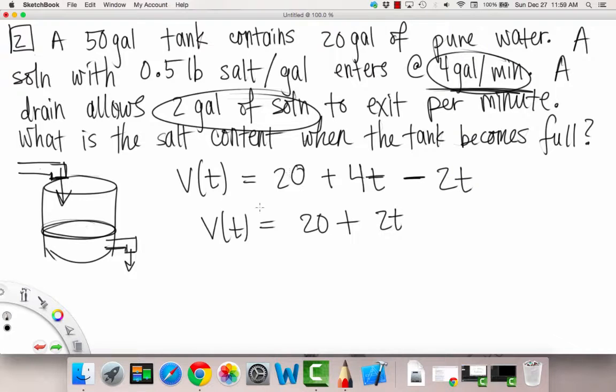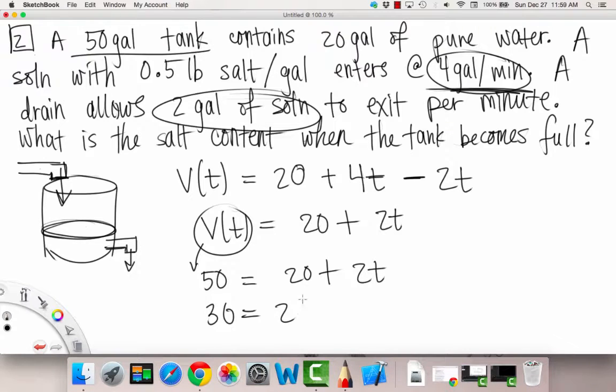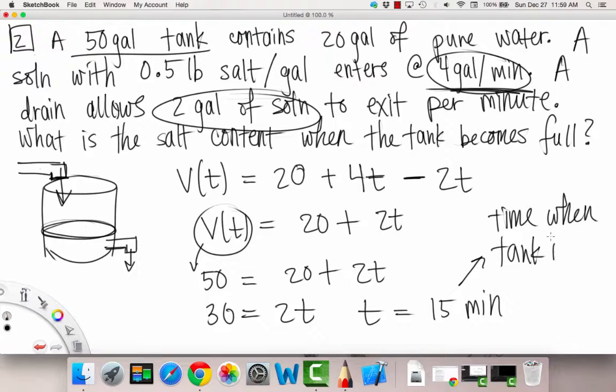This is our volume function, and so how are we going to solve for when our tank is full? That would be when V of t is equal to 50, because that's the maximum capacity of our tank. So this is equal to 50 at what time? We'll solve for t. If we subtract 20 on both sides, we get 30 is equal to 2t. Therefore, t is equal to 15 minutes, and this gives us the time when the tank becomes full. Let's just keep this in mind. We'll need it later on in the problem.